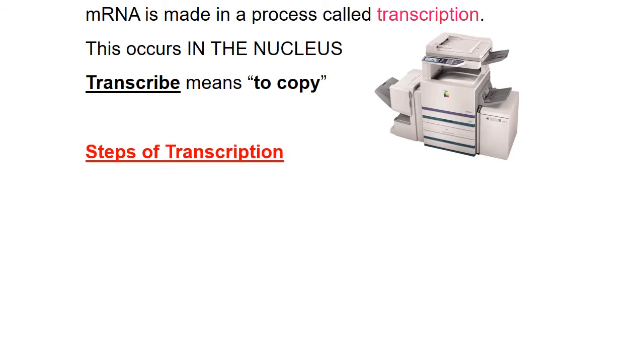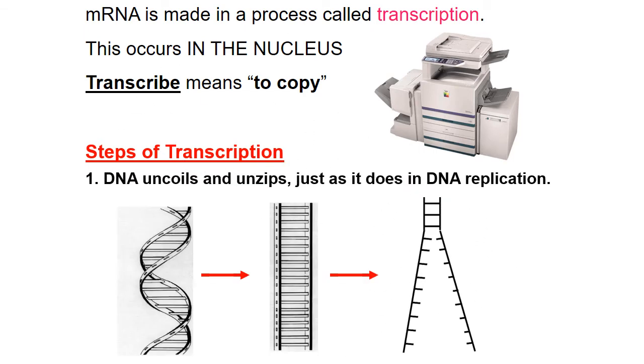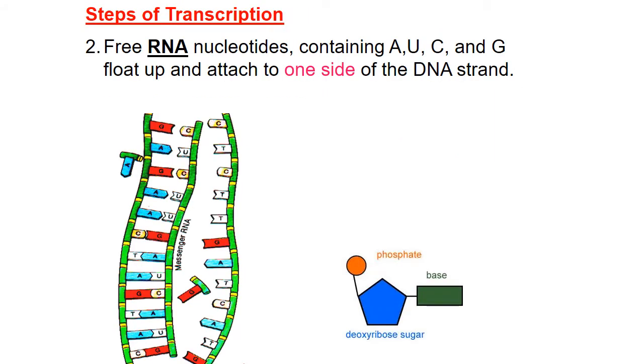The first step, the DNA strand is going to uncoil and unzip, just like it did in replication. Next, free RNA nucleotides, which will connect to the nitrogenous bases, adenine, guanine, cytosine, and uracil, will float up and attach to one side of the DNA strand. As they start attaching, they will form a new mRNA backbone, but the original DNA backbone will remain. You can see this here.